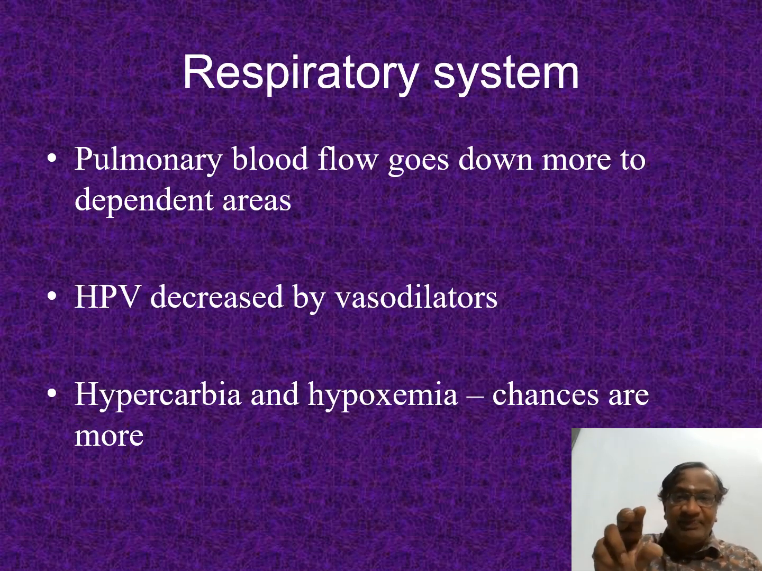In the respiratory system, pulmonary blood flow goes down more to dependent areas. So your vasodilators will decrease HPV. Now you see here, blood flow is going somewhere. The vasodilators cut down HPV. There is a problem of hypoxia.